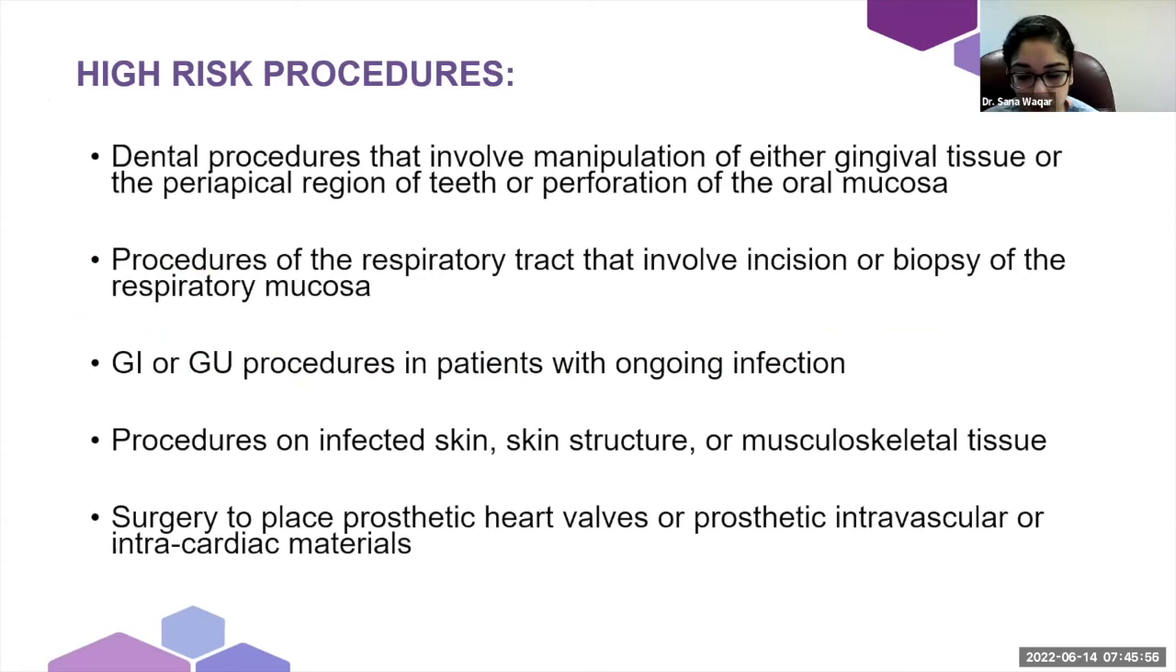So if you have somebody with an obstructed uropathy, they come in with a large renal stone and they have to go in to put a stent in or do lithotripsy, that's a high risk procedure. Procedures on infected skin, sutures, or musculoskeletal tissue. So patient has a prosthetic heart valve, comes in with a large abscess on the leg that you need to I&D, has lots of surrounding cellulitis. So do go ahead and give them antibiotics. Surgery to place prosthetic heart valves or prosthetic intravascular intracardiac material.